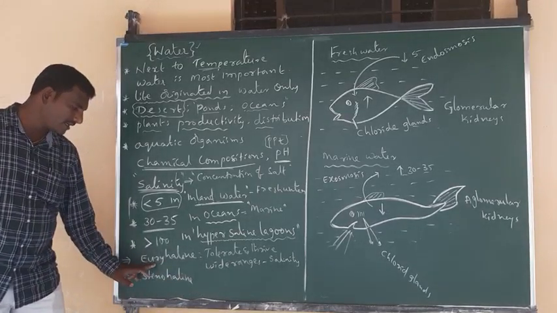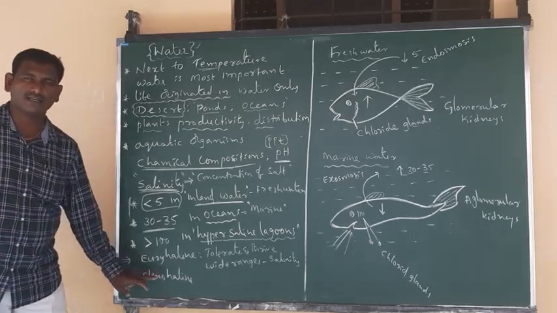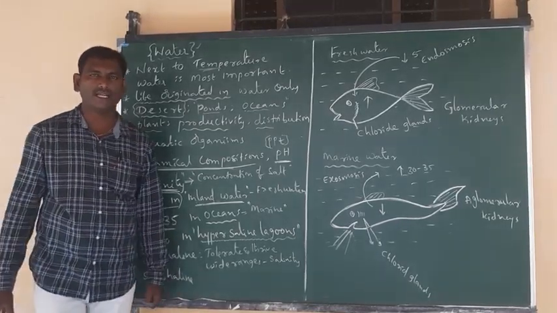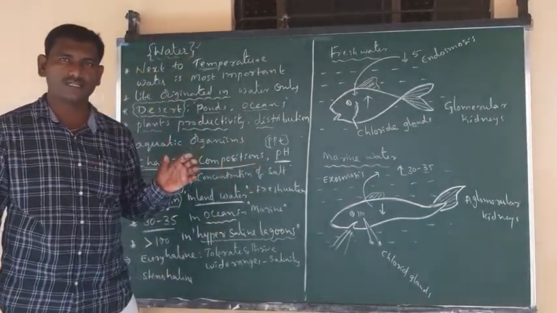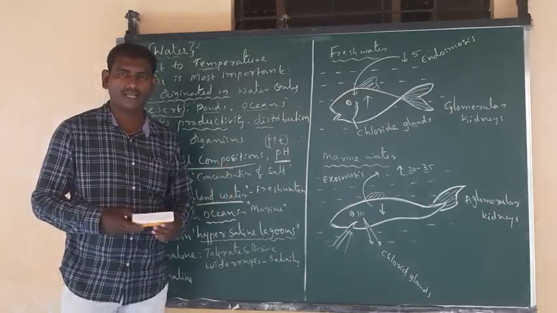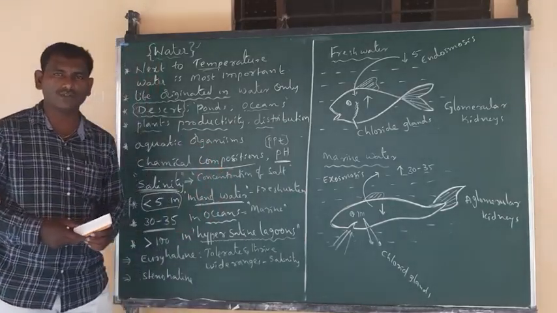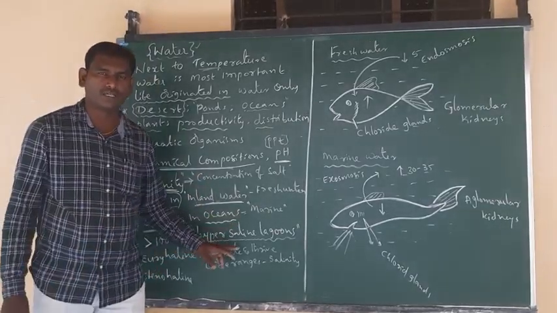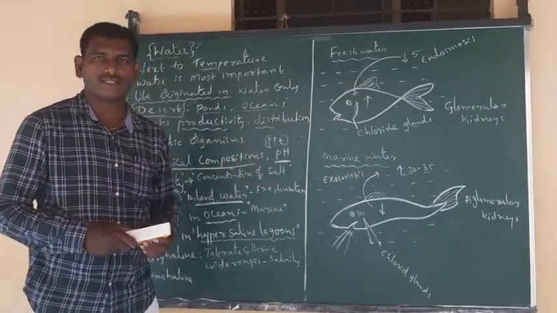Based on their tolerance to salt concentration, organisms are classified into two categories: euryhaline and stenohaline. So once again, euryhaline organisms are those which can tolerate and thrive in wide ranges of salinity, and those restricted to a narrow range of salinity are called stenohalines. The best example of a euryhaline organism is the prawn. If any sudden fluctuation occurs in salinity, the prawns still survive.